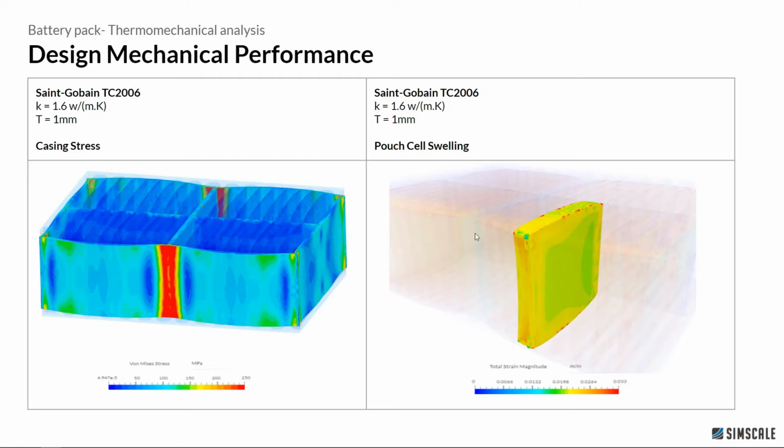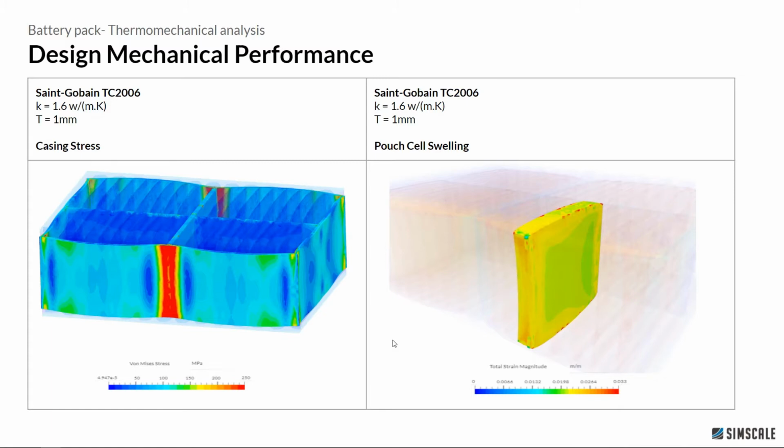The same goes for the total strain in the pouch cells. So I've visualized here the total strain in the pouch cells, and we can see that we have roughly 1 to 2 percent of total strain magnitude in the pouch cells themselves, and that's really only due to the thermal stress.